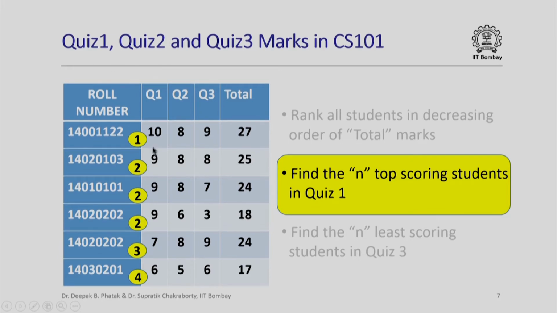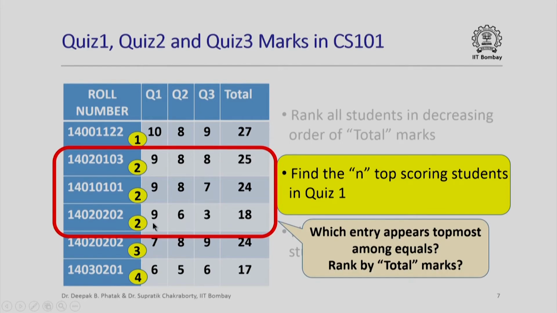How should I list them? How should I order them? So one could say that, well, among these students, rank them in decreasing order of total marks.